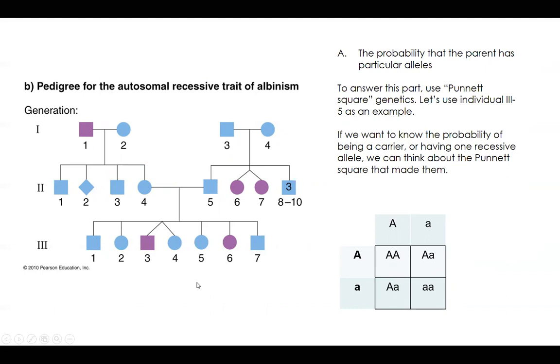However, here's a pro tip. What's the phenotype of 3-5? We already know it doesn't have albinism. It does not display the recessive phenotype. So we can go ahead and nix that out and just ignore it. So the probability that it's a carrier is going to be, here's a carrier, not a carrier. It's going to be 2 out of 3, or 2/3. So there's basically a 2/3 chance that this individual is a carrier.